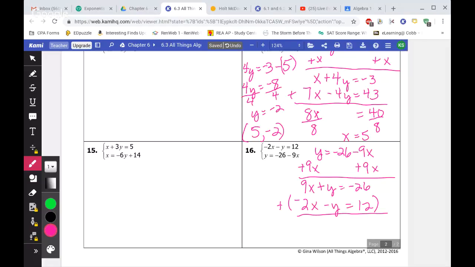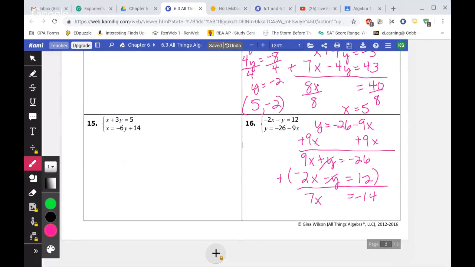So 9x plus a negative 2x gives me a 7x. The y's cancel. Negative 26 plus 12 is going to give me a negative 14. So I'm going to divide both sides by 7. And that gives me x equals negative 2. So now I'm going to take that value, negative 2, plug it back into one of the two equations. It doesn't really matter which one.